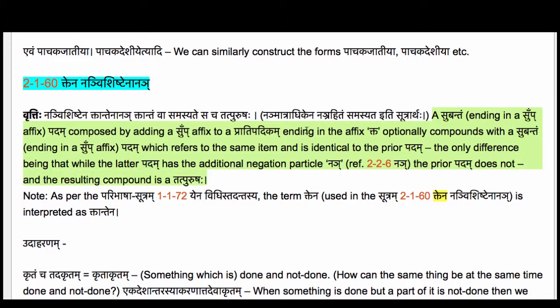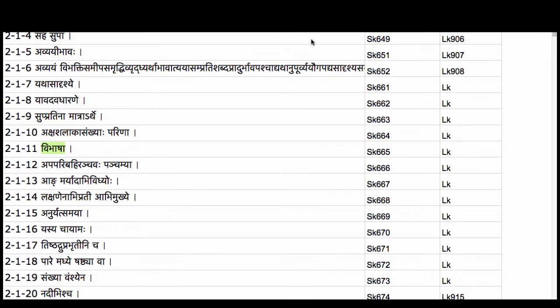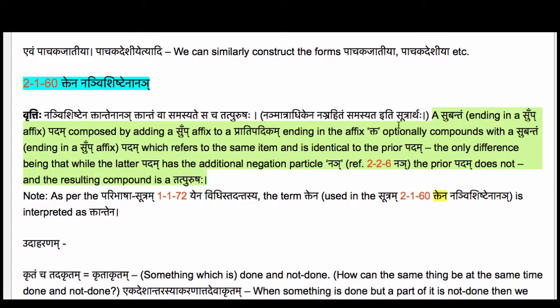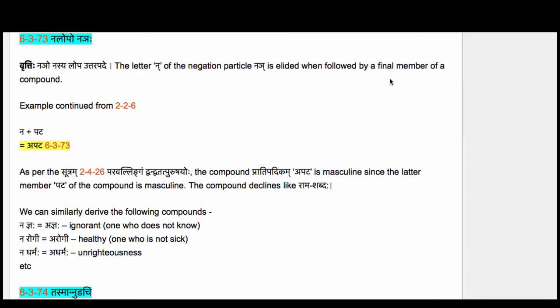The reason we say the compounding is optional is because we are in the adhikara of vibhasha, which as we know starts from 2-1-11. Now what is this particle nyai? It is an avyayam which is used to form negation compounds, meaning not that. For example, panditaha is a scholar. If we negate that, we get na panditaha, and if we form a nai tatpurushaha compound, we get apanditaha, meaning one who's not a scholar.